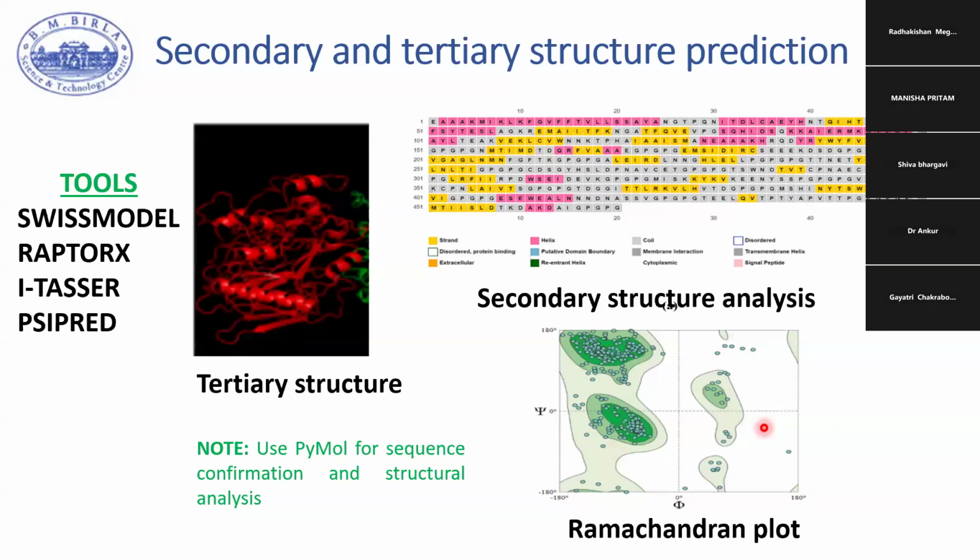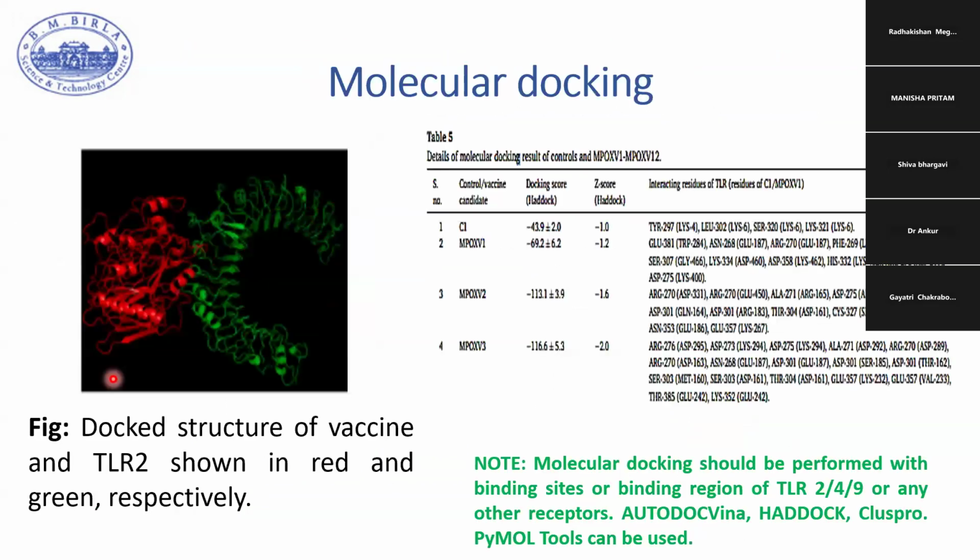After that, you can predict the tertiary structure using the same. And if there is some structure issue, you can use ModRefiner. After using ModRefiner, you can dock your vaccine with a toll-like receptor. Here I'm using TLR2 as an example. This is the most important part I want to discuss.